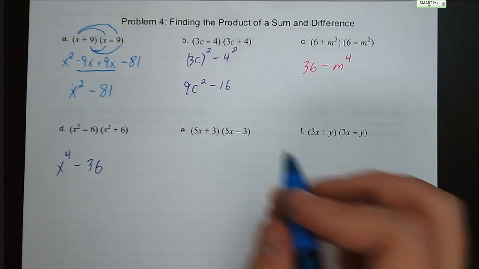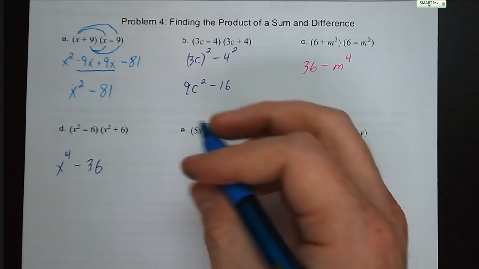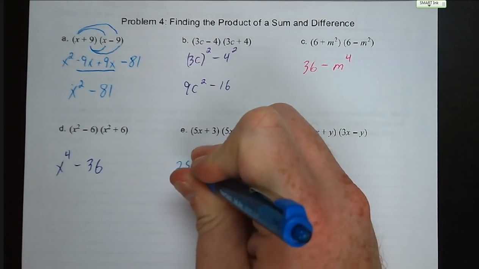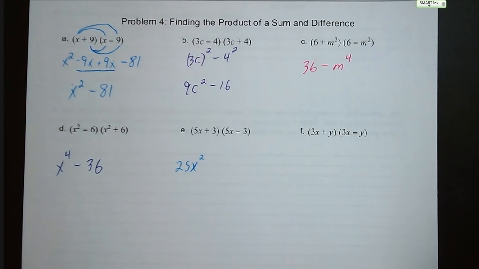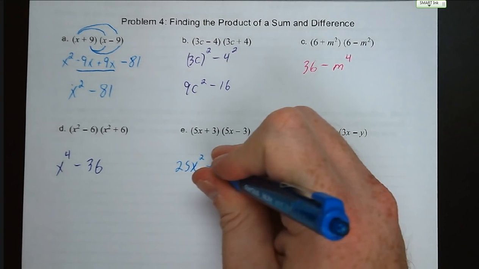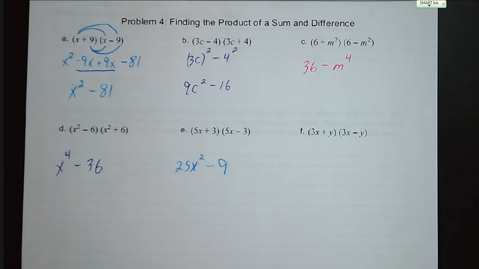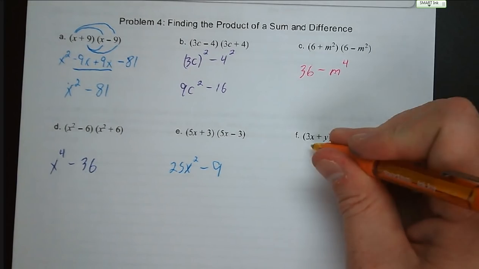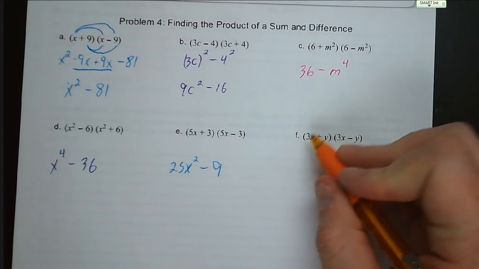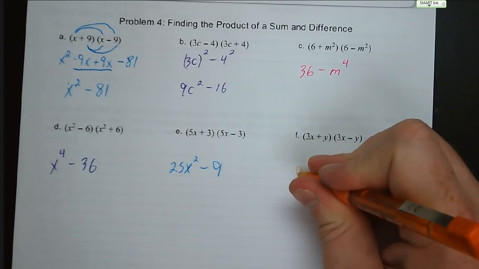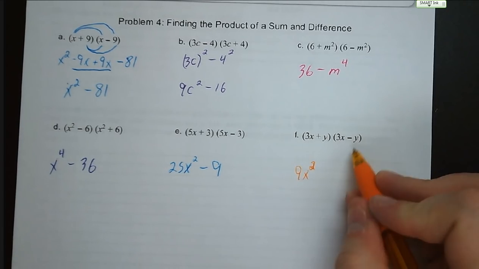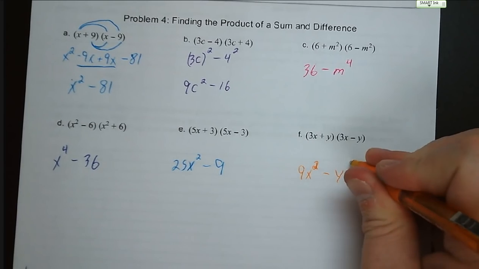So, 5x squared is going to be 25x squared. 3 squared is 9. And letter F. 3x, the quantity squared, is going to be 9x squared minus y squared.